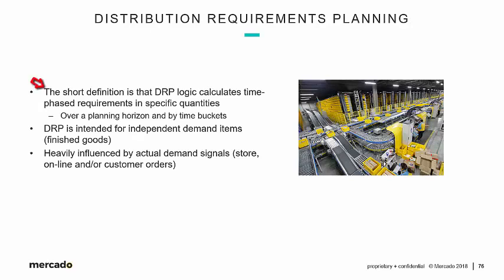A little bit further elaboration on DRP. The short definition is that DRP logic calculates time-phased requirements in specific quantities. There it is again, quantities and time, over a planning horizon, maybe a year, maybe a quarter, and by time buckets, typically a week. To be clear, DRP is intended for independent demand items, finished goods, totally different from MRP, which is dependent demand for raw materials. Naturally, DRP is heavily influenced by actual demand signals from our omni-channel distribution model, stores, online sales, customer orders, etc.